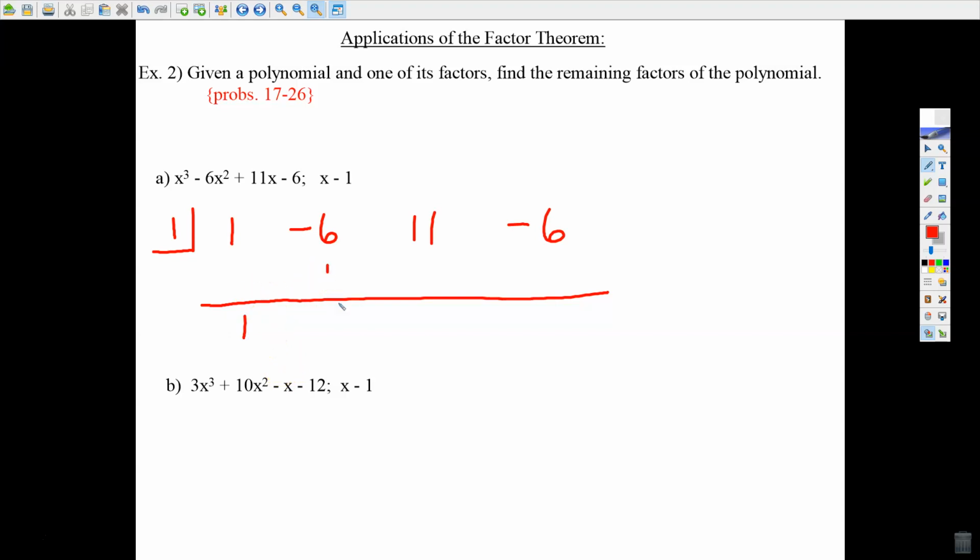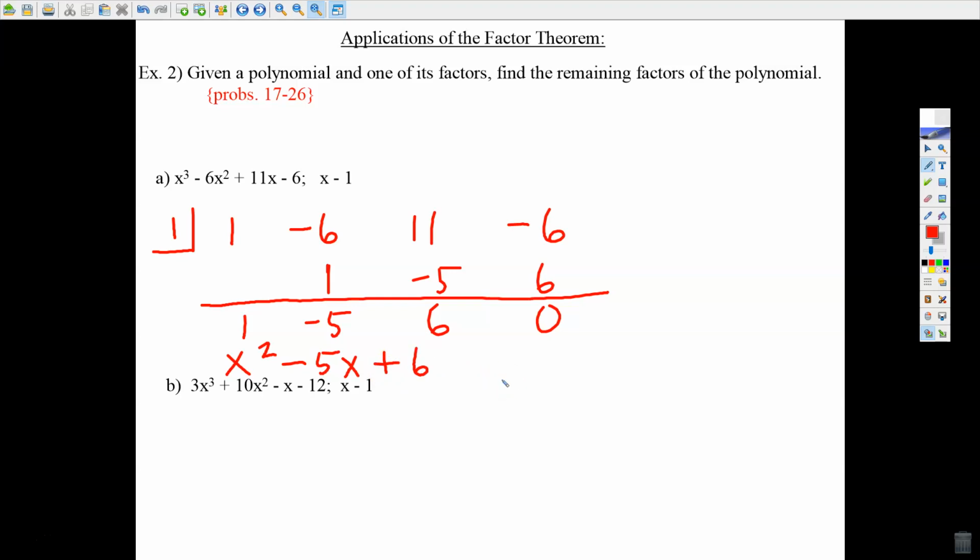So bring down the 1, multiply, and add, multiply, add, multiply, add. Yes, x minus 1 is a factor because when I used it in synthetic division, I got a 0 remainder. We already knew that because we were told that it is. What we need is this. If I divide it into a cubic polynomial, which I did, then this should represent a quadratic trinomial. All right, it actually represents 1x squared minus 5x plus 6.